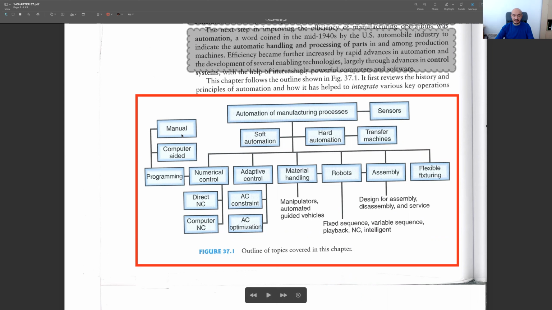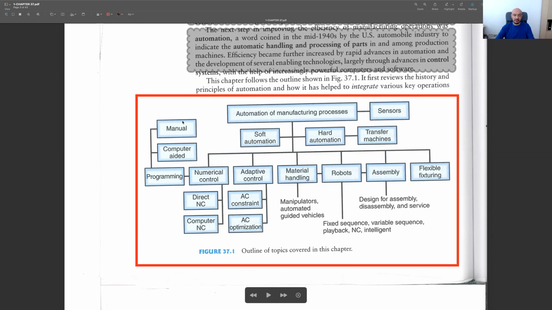And here is a schematic outline of the chapter. You see we have soft automation, hard automation. Hard automation is related to transfer machines. And then in automation, we have different approaches. We make use of robots. We perform assembly operations with these automation technologies. We can handle various kinds of parts easily.